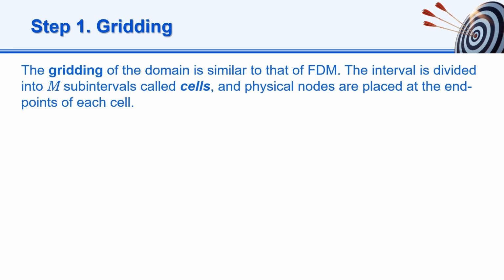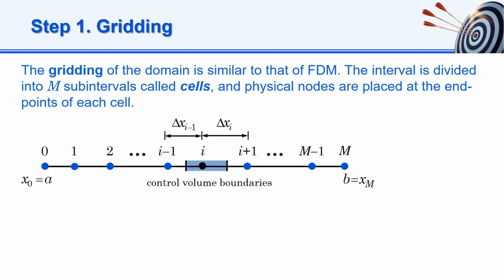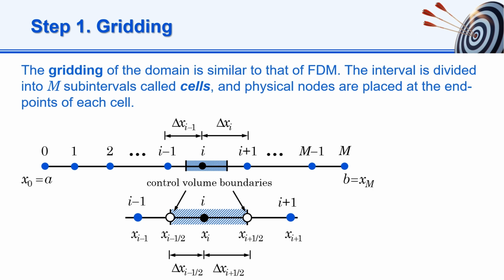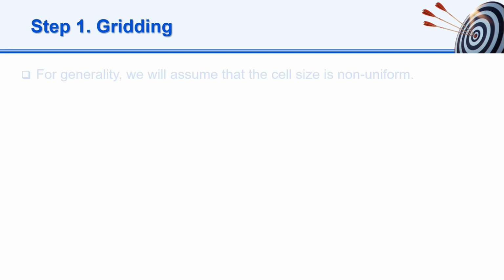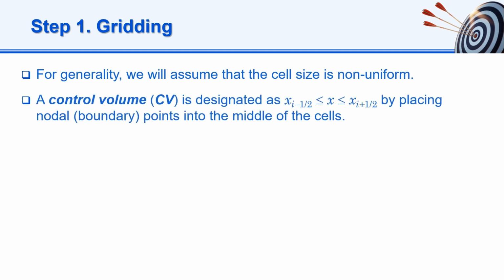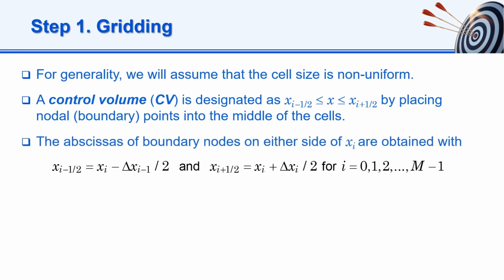As illustrated, a control volume surrounding the node i is constructed by the midpoints of each cell. The cell size and abscissas are defined as follows. For generality, we will assume that the cell size is non-uniform. A control volume is designated as x from x_{i-1/2} to x_{i+1/2} by placing nodal points into the middle of the cells. The abscissas of boundary nodes on either side of x_i are obtained with.